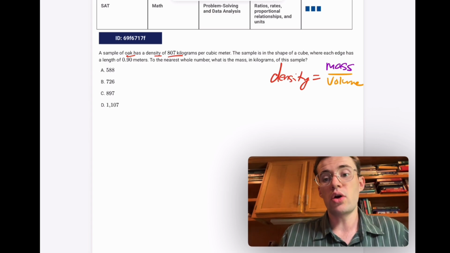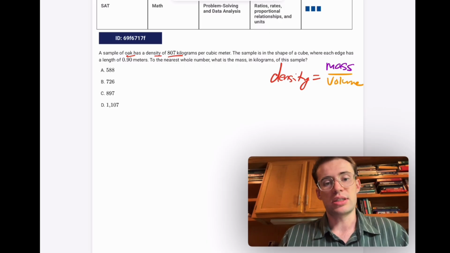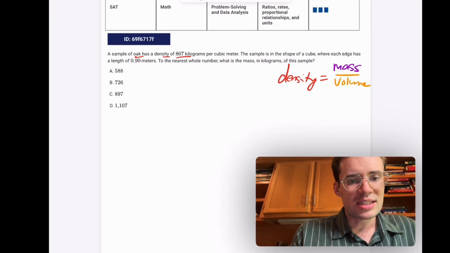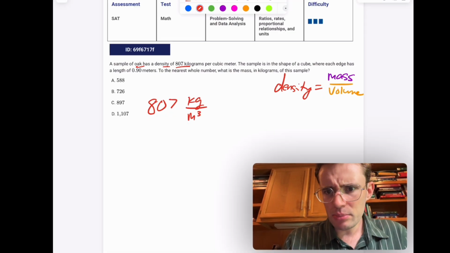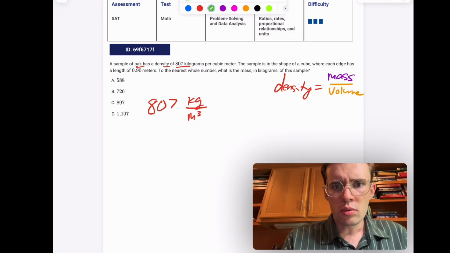But make sure you know that going in, because it will just save you some time in thinking here. The density they gave us is 807 kilograms per cubic meter. So that means meter cubed. The sample is in the shape of a cube where each edge has a length of 0.9 meters.